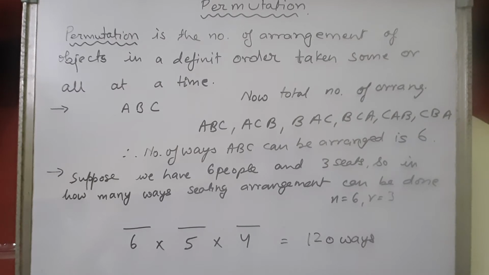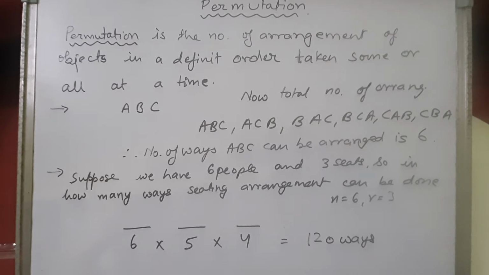So from here we can say that permutation is the number of arrangements of objects in a definite order, taking some or all at a time. We could have taken one or two books from the three books and then arranged them, right? So this way we can find the number of ways of arrangement.